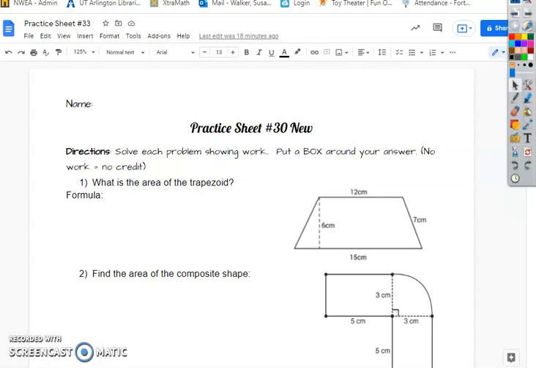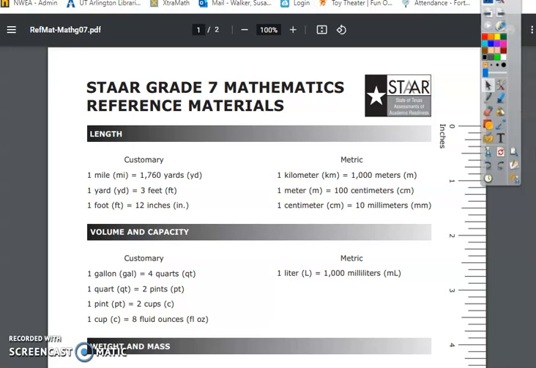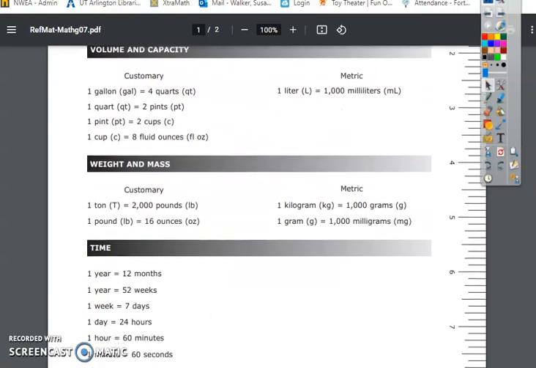Hey guys, we're going to work on practice sheet 30 and we're going to look at number 1 because I've had some students ask me about trapezoids, so I want to make sure I go over that again. This is something hopefully you learned in 6th grade, maybe before. If you don't remember it, let's just take a glance at our formula chart.